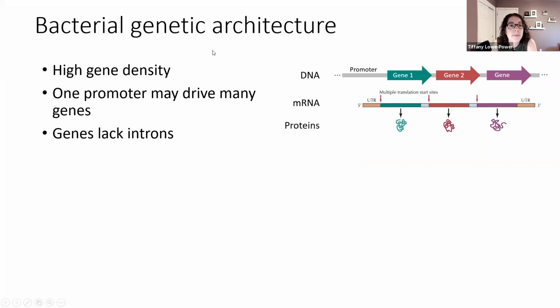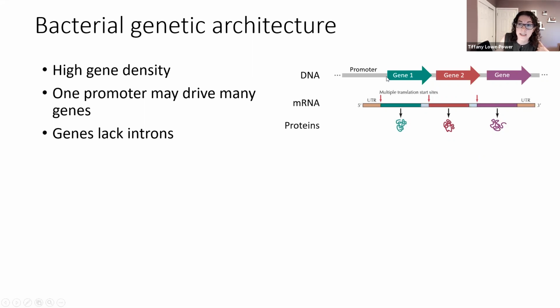Okay, so in addition to being haploid, bacteria also have some unique genetic architecture traits. Relative to many eukaryotes, bacteria have a really high gene density. What we mean by that is that there isn't as much of what most of us learn about as junk DNA, which is a terrible term. But a lot of organisms like eukaryotes have non-coding DNA. Bacteria mostly have DNA that codes for genes. So that's where we say gene density.